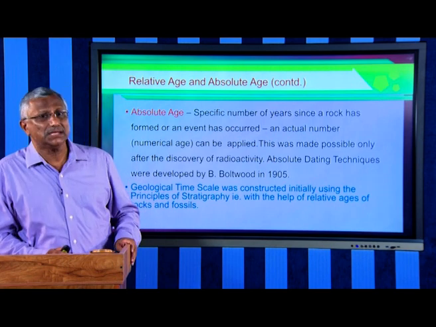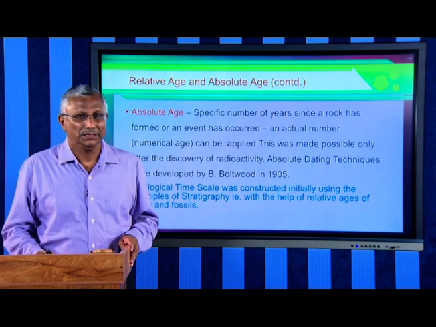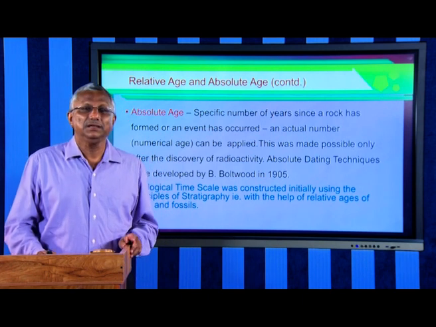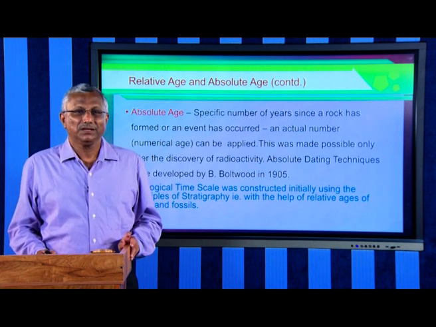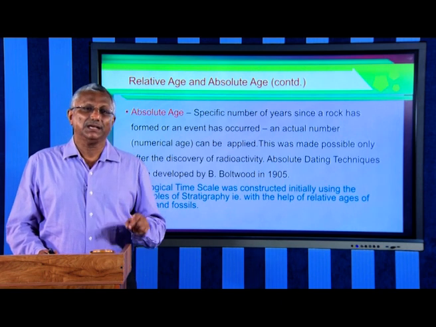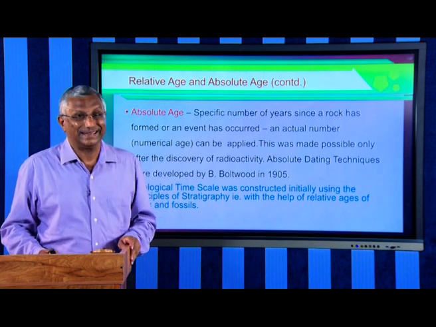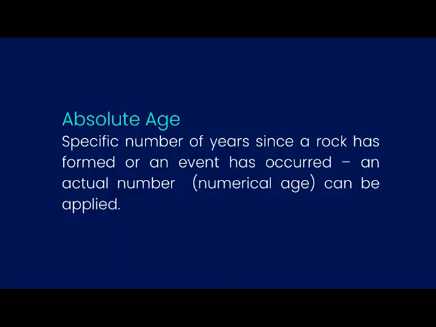whereas absolute age gives the exact number of years since an event has taken place. If the teacher says that he is 60 years old, immediately the students understand that the birth of the teacher has taken place 60 years ago. So, there is a numerical value attached to that. Here, the specific number of years since a rock has formed or an event has taken place is the actual number that is applied in the case of absolute age.